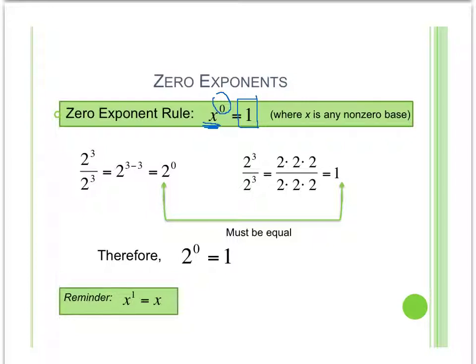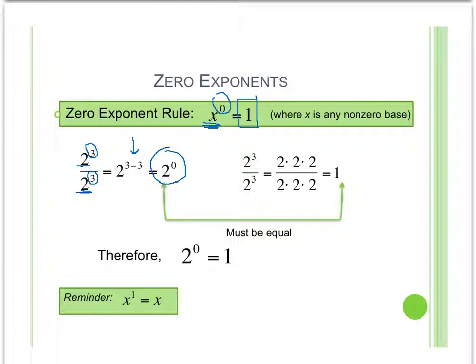Going back to our quotient rule for exponents, we know that if we have like bases that are being divided by each other, you subtract the exponent in the denominator from the exponent in the numerator. And if we do that here, we get 2 to the 3 minus 3rd power, which really is just 2 to the 0th power.